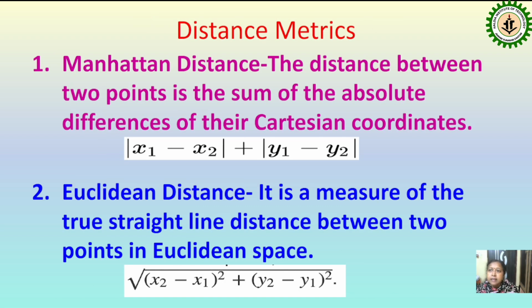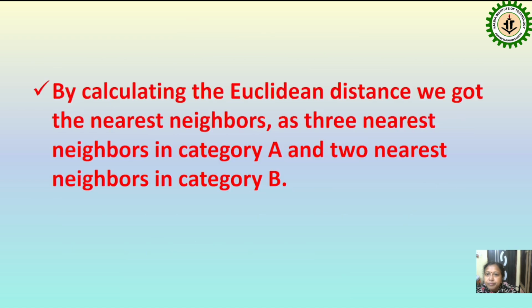Now the distance metric can be of two types. Manhattan distance can be used as well as Euclidean distance can be used. What is Manhattan distance? The distance between two points is the sum of the absolute differences of their Cartesian coordinates. You take the absolute value of x1 minus x2 plus the absolute value of y1 minus y2.